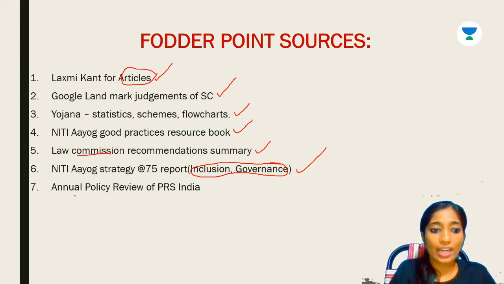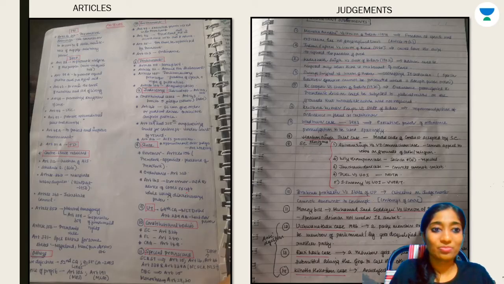And then this one, the Annual Policy Review of PRS India. This comprises new acts and initiatives taken by the government. So just refer to that. Just a glance is sufficient, not more than that. It will not have any kind of analysis. It is only for improving the content. Okay. So these are the important fodder point sources.